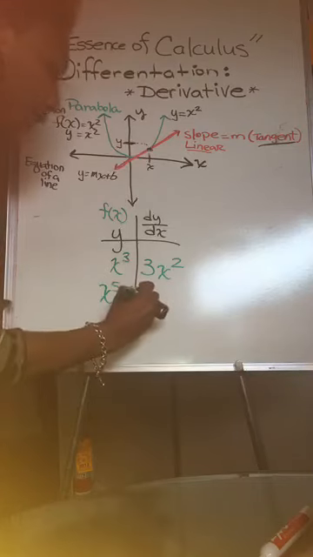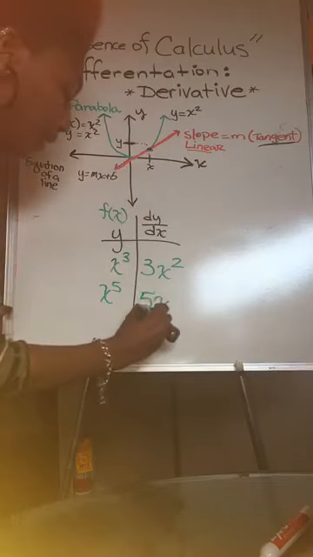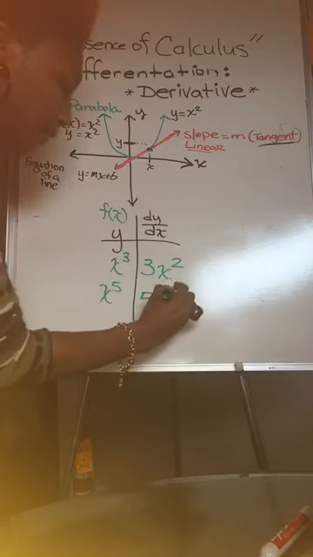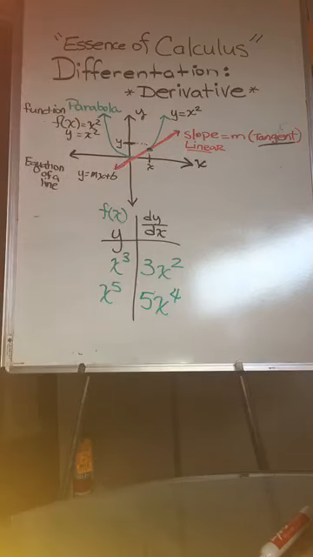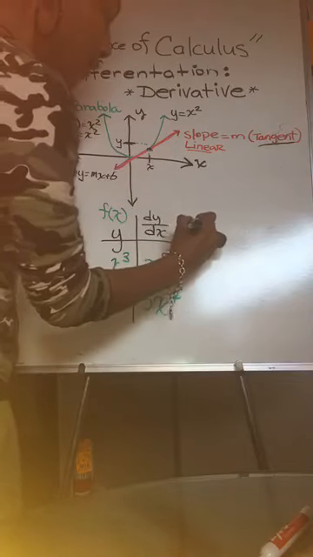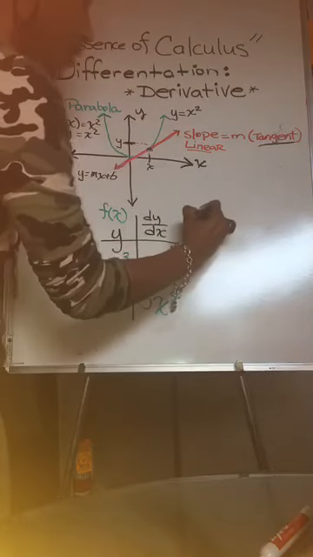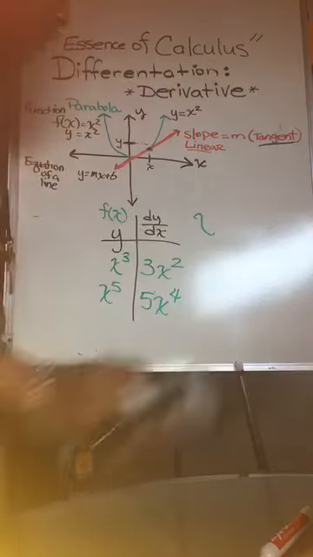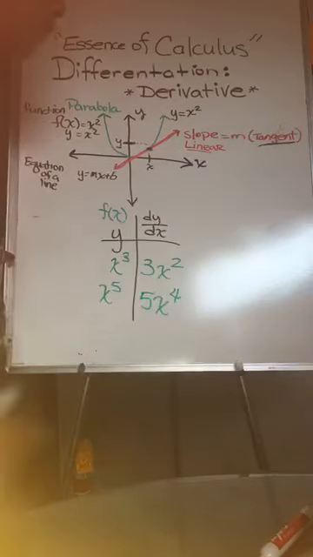All right, what if we had x to the 5th power? That would be 5x. I subtract 1 from 5, and that would be 4. So the derivative is 5x to the 4th power.